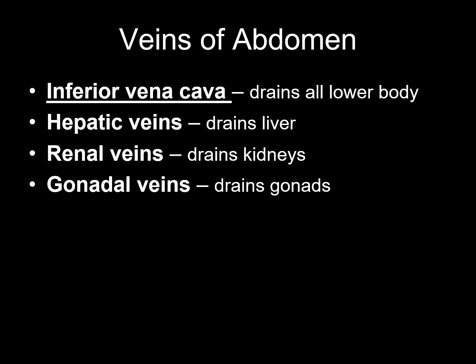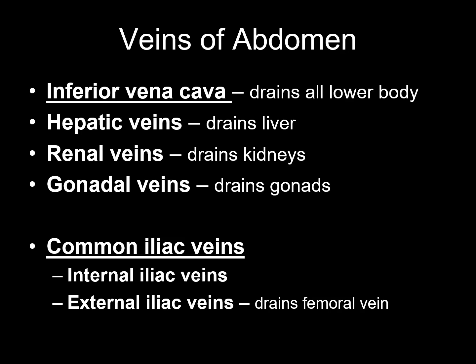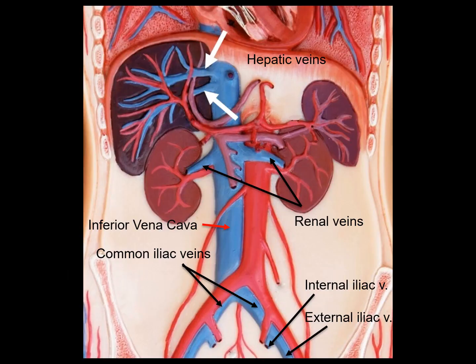These are all very familiar, right? They're going to run with those arteries as well, and they're going to drain all those organs back to the inferior vena cava. And then same with those branches to the legs, right? We have those iliac arteries, so we're going to have iliac veins.